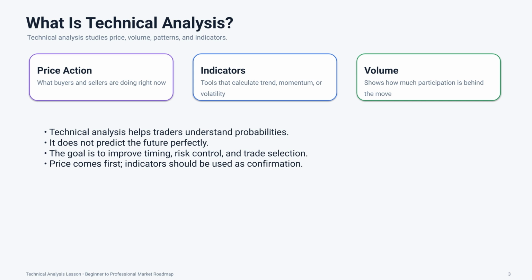The key point is this: technical analysis helps traders understand probabilities. It does not predict the future perfectly. Our goal is not to be right on every trade. Our goal is to improve timing, manage risk, and choose better trades. So always remember, price comes first, indicators come second. We read the chart first, then we use indicators as confirmation.